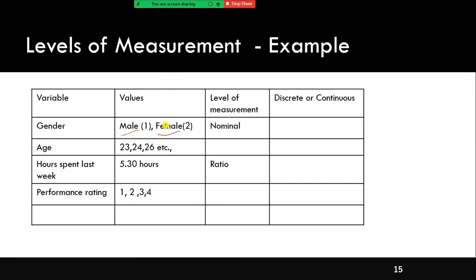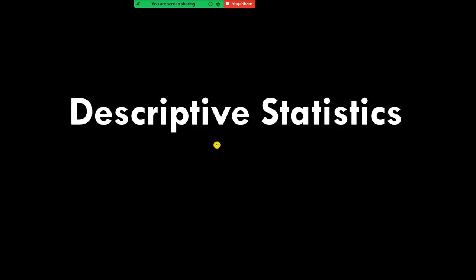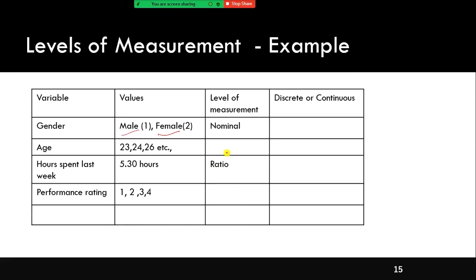Okay, so age is a discrete variable, hence we call it interval. Right? So I call this interval.